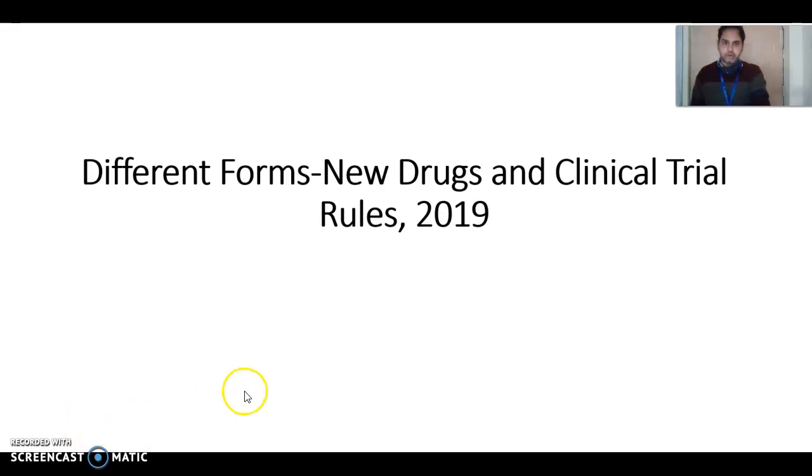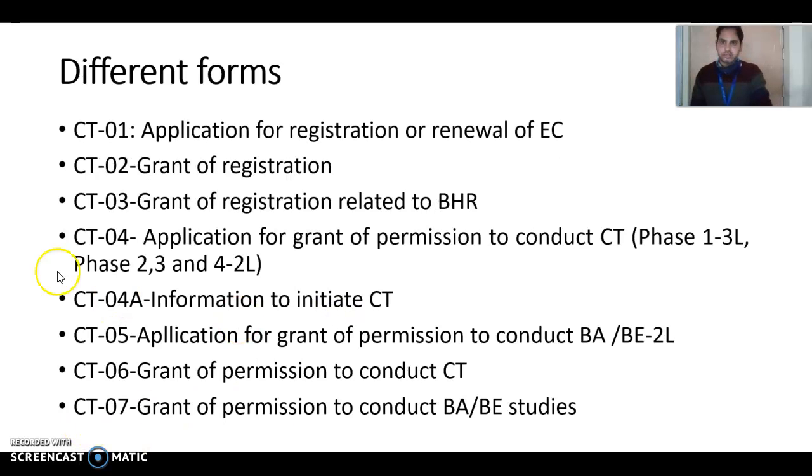So what are these forms and what is their purpose? CT01 is the form you have to fill if you want to register or renew your ethics committee, and the grant of registration of that ethics committee you will get in CT02. For the application for registration of an ethics committee, there are no fees to be paid to the regulatory authorities. CT03 is the grant of registration related to your biomedical and health research protocols.